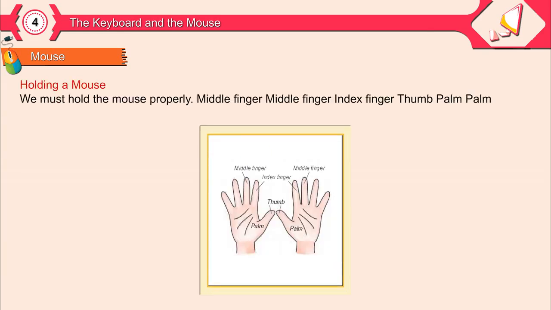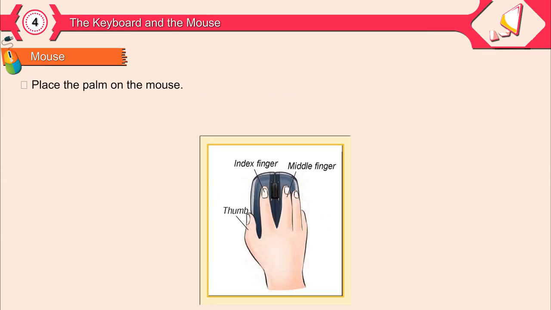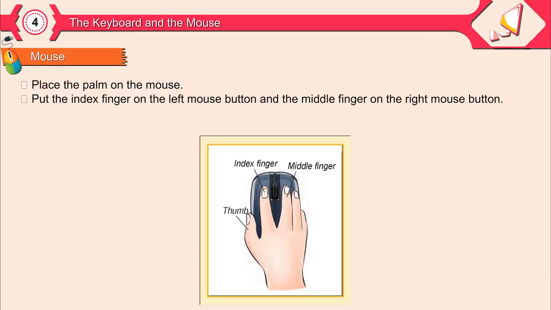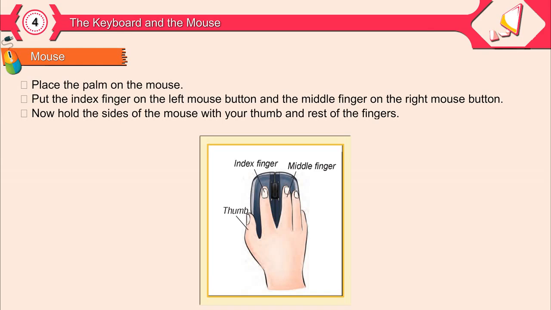Holding a mouse. We must hold the mouse properly. Place the palm on the mouse. Put the index finger on the left mouse button and the middle finger on the right mouse button. Now hold the sides of the mouse with your thumb and rest of the fingers. To move the scroll wheel, use your index finger.